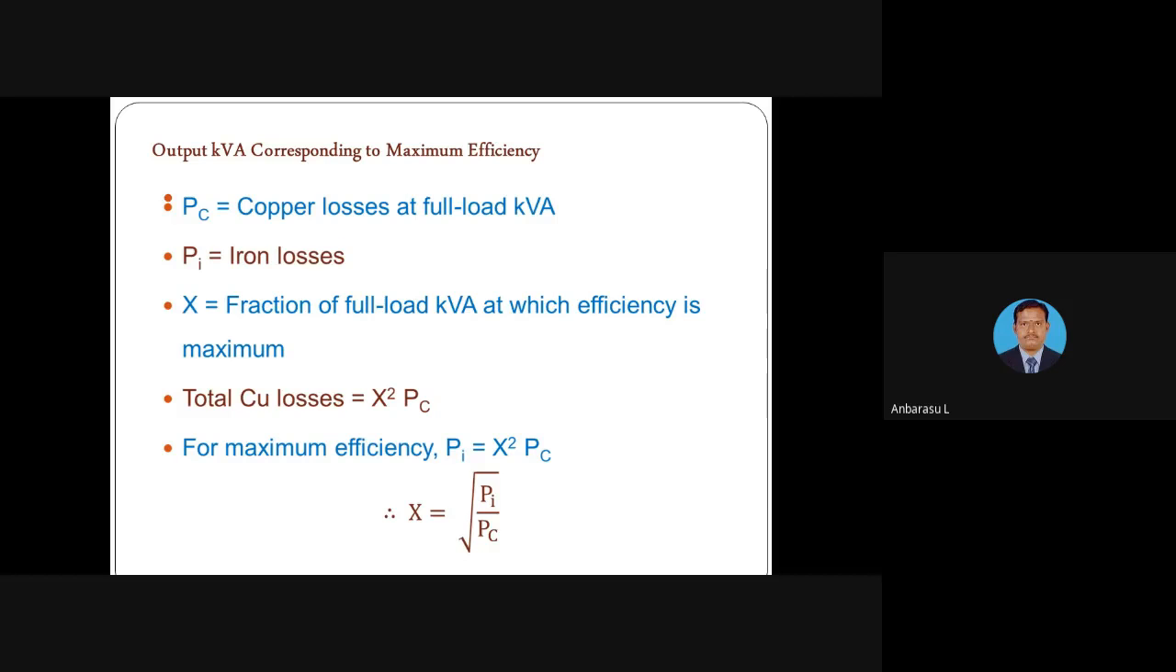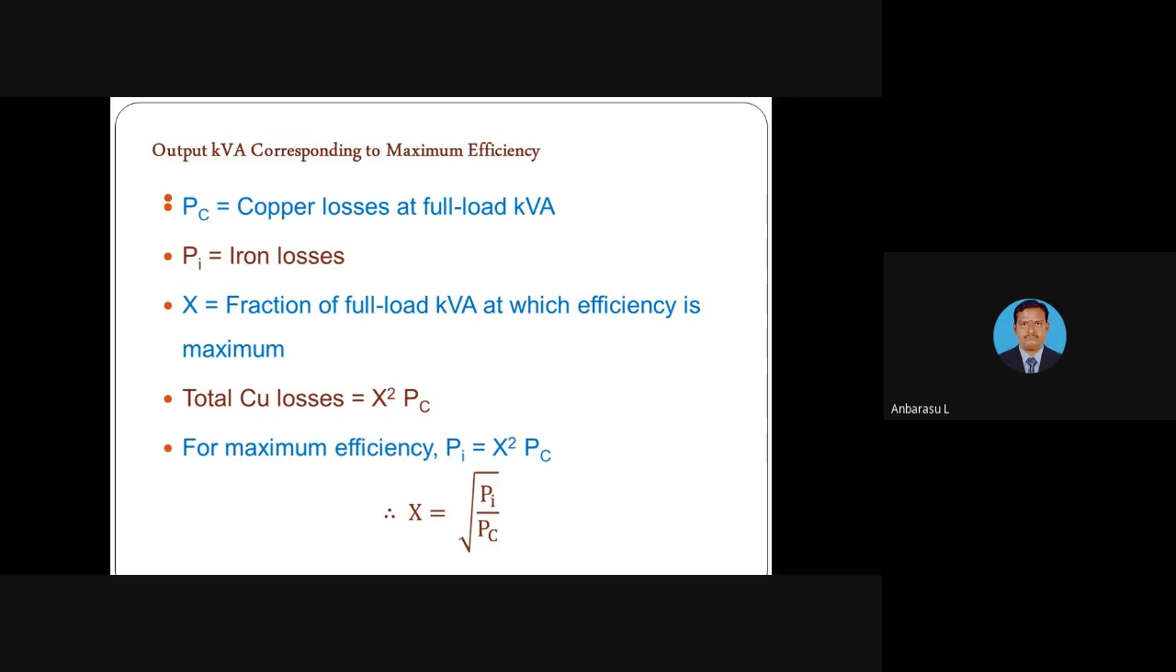And output kVA corresponding to maximum efficiency, another formula. Pc is the copper losses at full load kVA. Pi is the iron losses. X is the fraction of full load kVA at which efficiency is maximum. X is the fraction value, or fraction of full load kVA, at which efficiency is maximum.